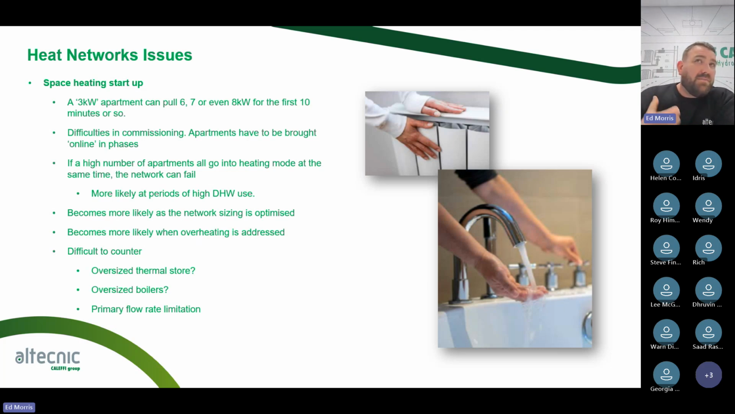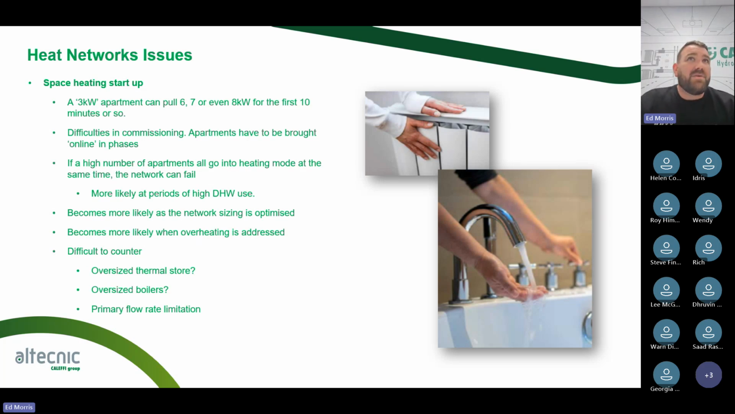So if every single apartment was to turn their heats on at the same time, you're pulling 3 or 4 times more than the design side of the system, what it could be on the heating side. That's something to consider. Difficulties in commissioning: apartments have to be brought online in phases. What I mean by that is, don't just turn everything on at once. We have to do it in a phase process so the network can settle down and work as it needs to be.